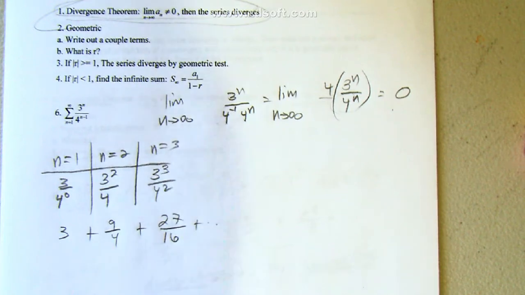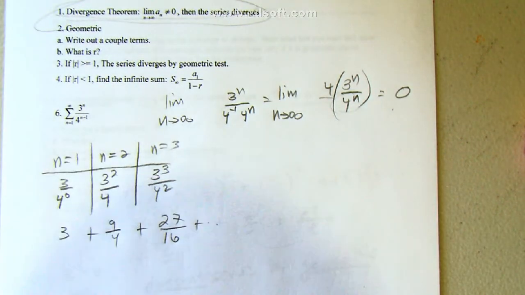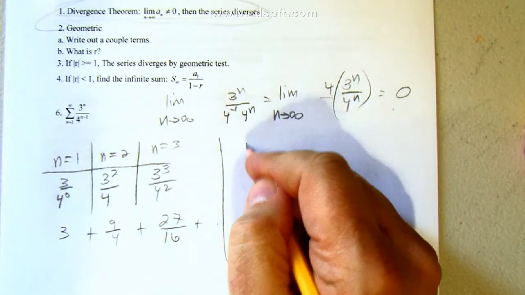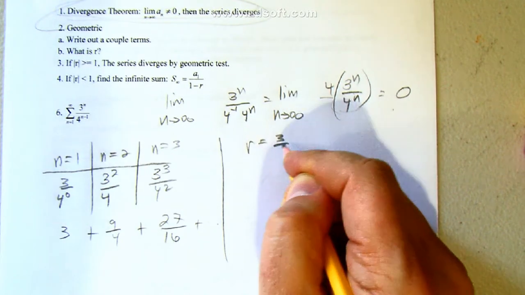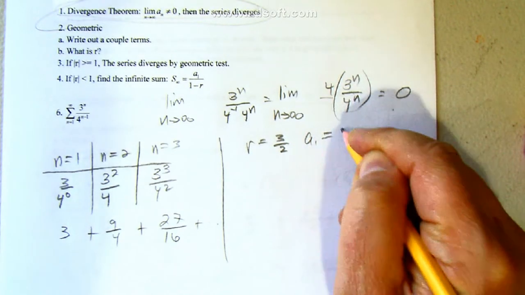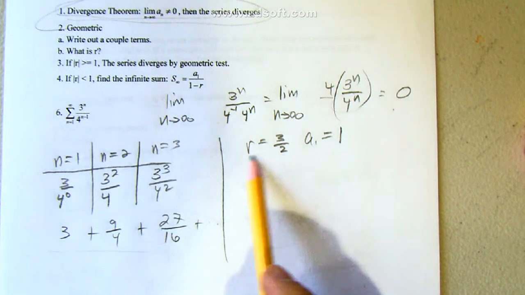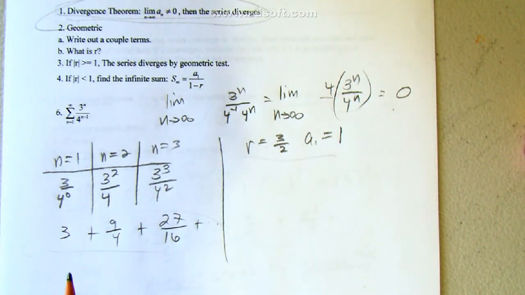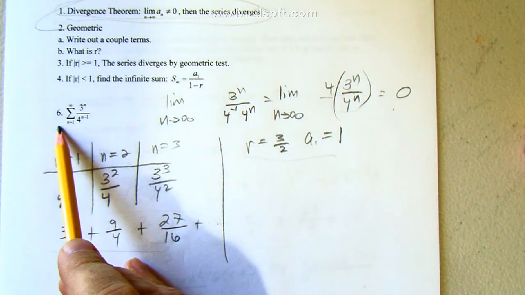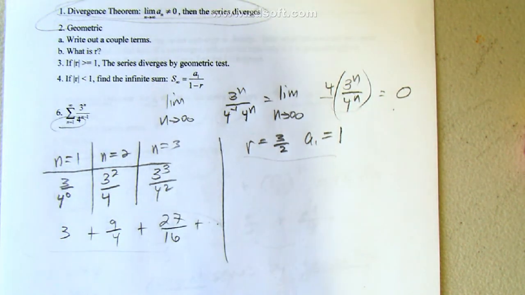Clearly, I'm multiplying each term by 3 over 2, right? So my r is 3 over 2. My first term is equal to 1. I find this helpful to write out the first couple terms so it's clear to me what r and a1 is. Notice that n is equal to 1 down here. Sometimes I make that n equals 0 just to be annoying, so make sure you double check that because that's going to affect your first term.